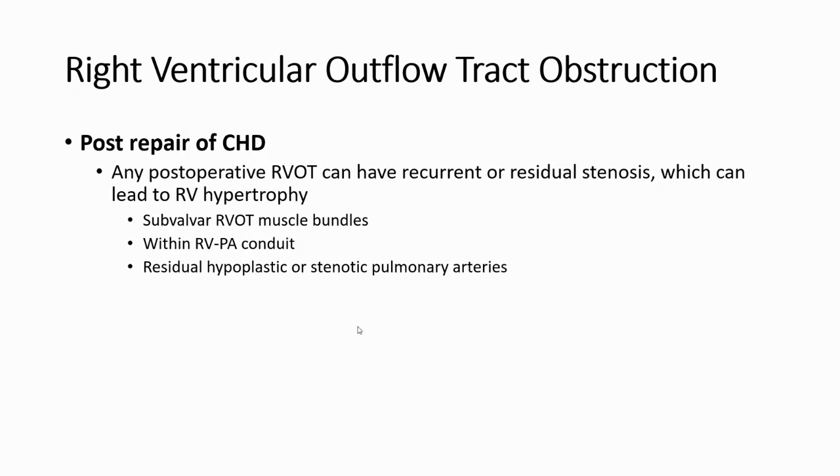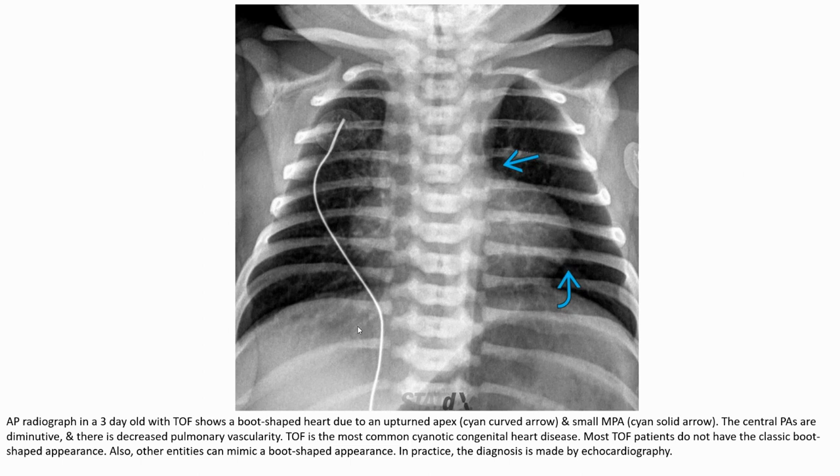Another cause of right ventricular outflow tract obstruction is tetralogy of Fallot, a congenital heart disease. This chest radiograph shows a boot shape due to an upturned apex and small pulmonary artery. The central pulmonary arteries are diminutive and there is decreased pulmonary vascularity.